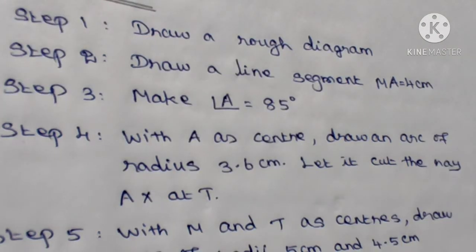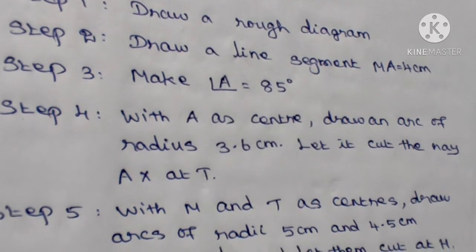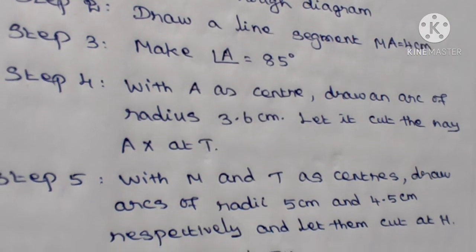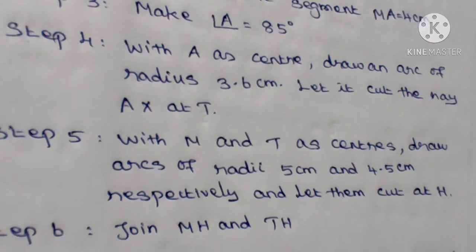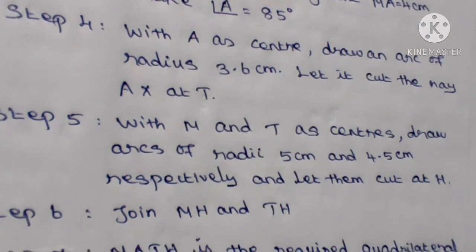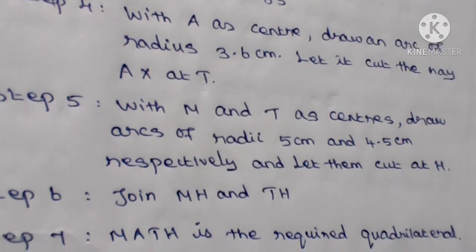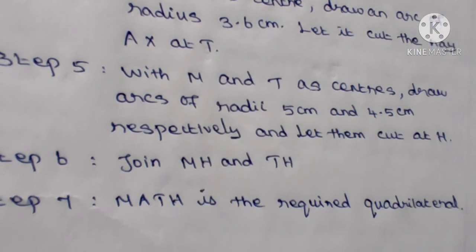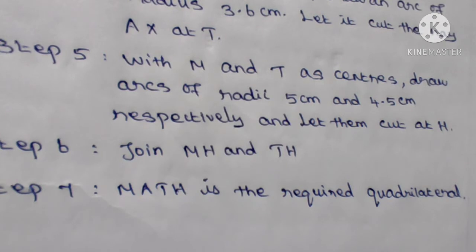Step 4, with A as center, draw an arc of radius 3.6 cm. Let it cut the ray AX at T. Step 5, with M and T as centers, draw arcs of radii 5 cm and 4.5 cm respectively and let them cut at H. Step 6, join MH and TH. Step 7, MATH is the required quadrilateral.